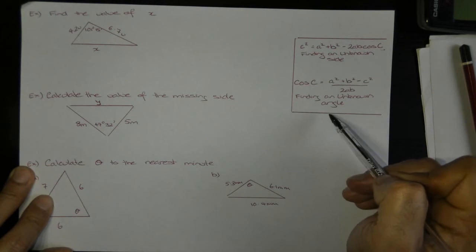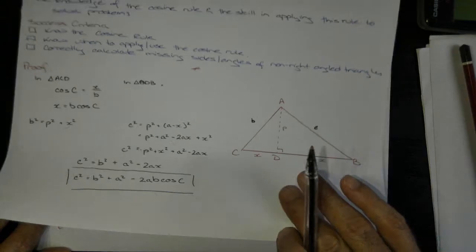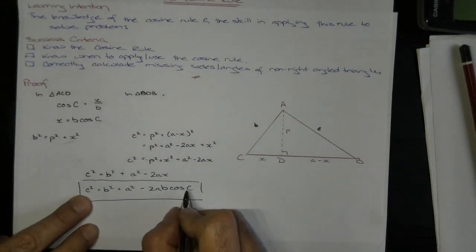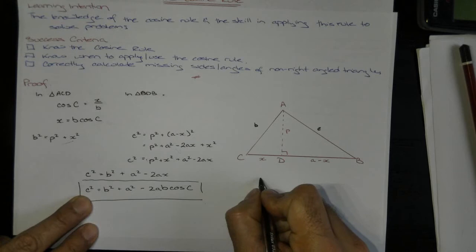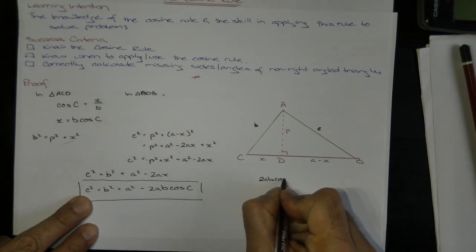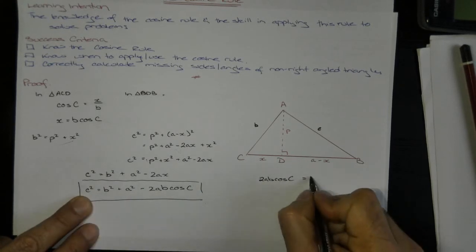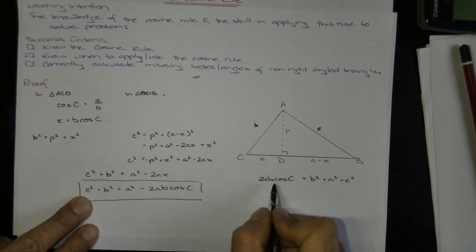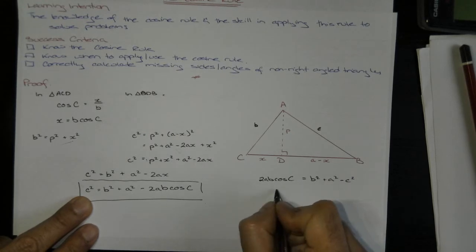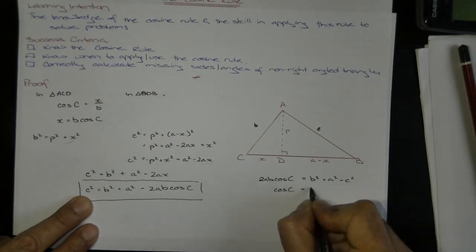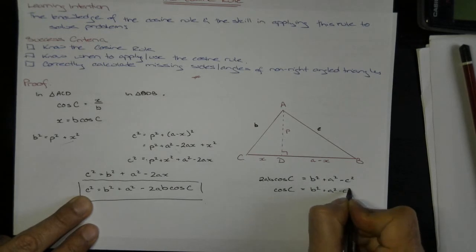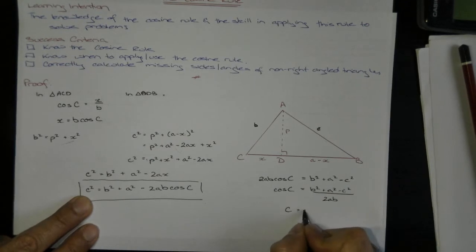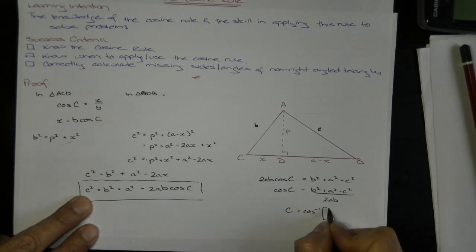If we want to find an unknown angle, we can rewrite this. I'm going to bring this whole thing to the right-hand side. So I've got 2ab cos C, and that's b squared plus a squared, minus c squared from both sides, and then just divide by 2ab. So cos C is b squared plus a squared minus c squared over 2ab. And obviously, because we're finding an angle, it's the inverse of all that.